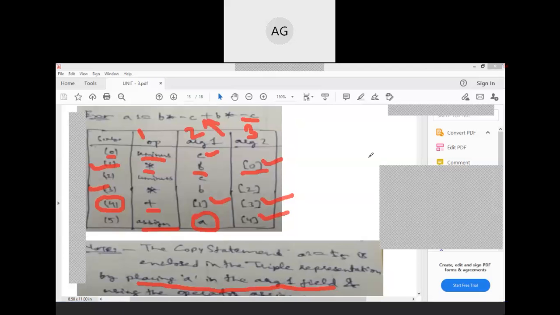So all of you understand how we are going to use the triple structure for storing the three address codes. So just write in the chat box so that we can proceed further.